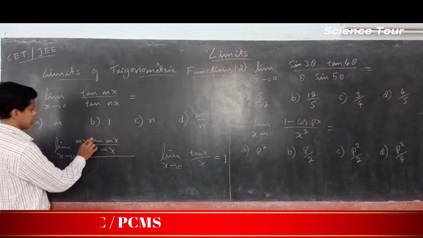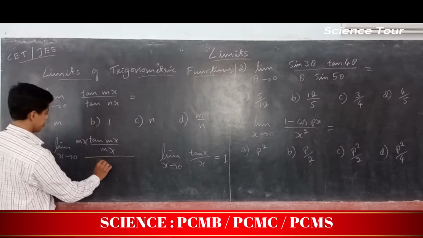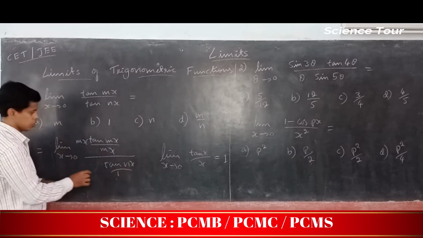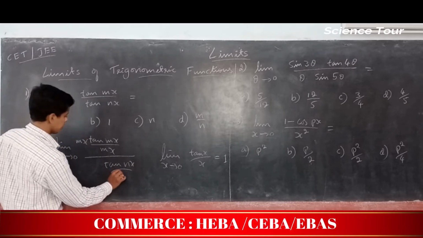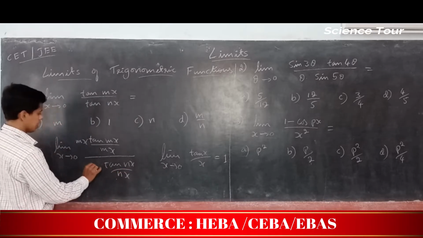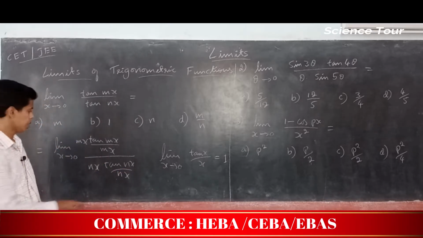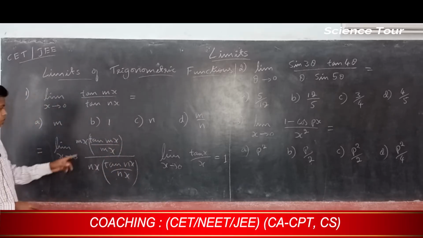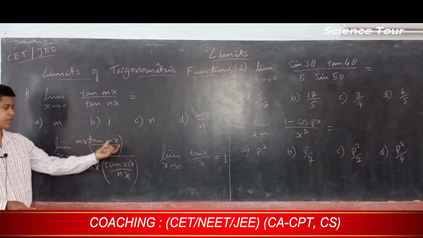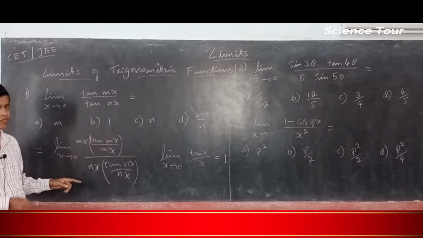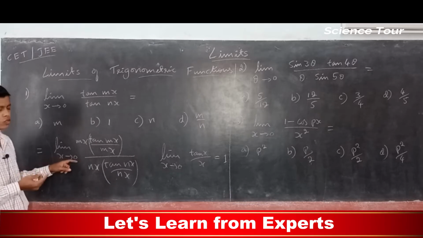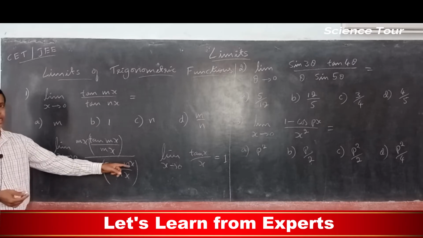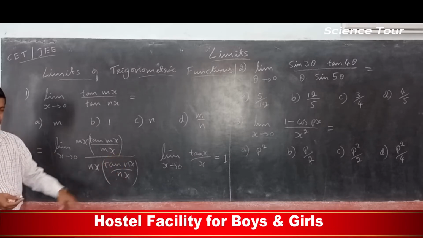Similarly, here also you need nx in the denominator. So if you divide by nx, you must multiply by nx. That's the rule, correct? Now this part, when you apply the limit, will become 1. Limit tan mx by mx will be 1 as x tends to 0. When x tends to 0, mx also will tend to 0, so there is no problem. And similarly here, tan nx by nx, that part also will be 1.